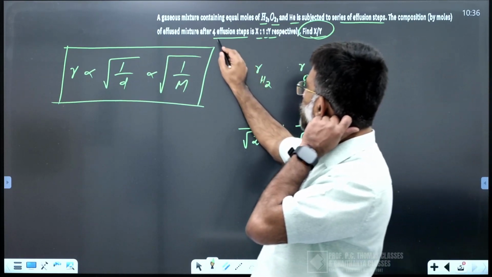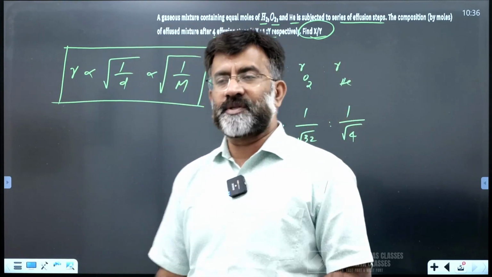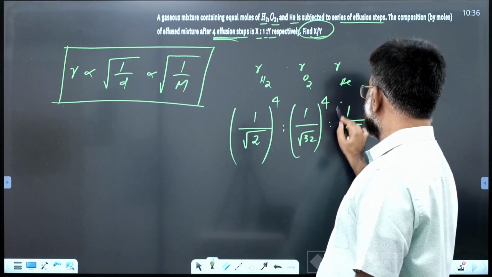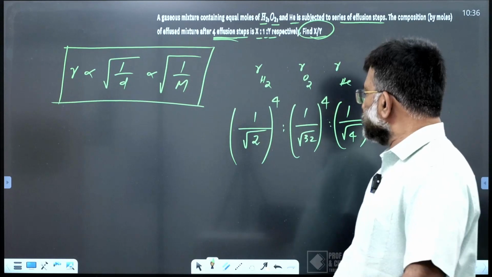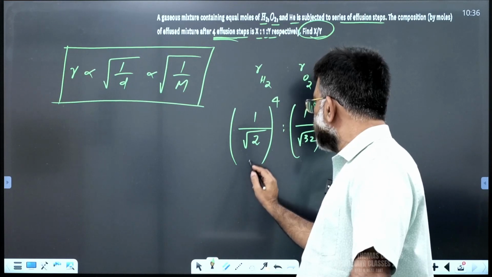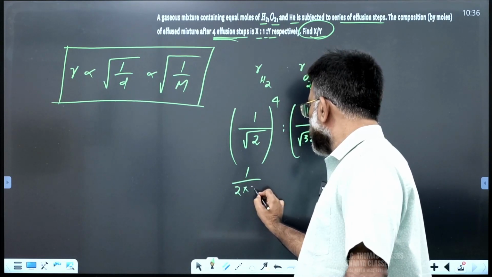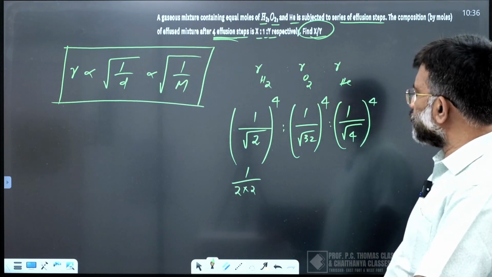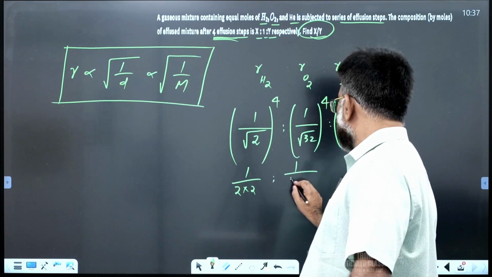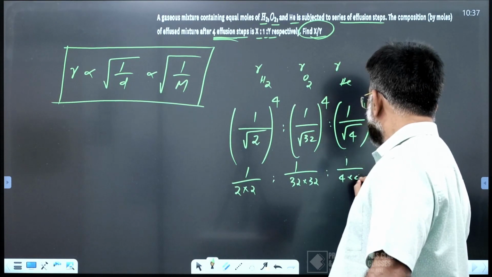And it is subjected to 4 effusion steps. Each step, this is the ratio, and 4 times it will be raised to 4. So what do you get? 1 by root 2 raised to 4. Root 2 raised to 4 will be 2 into 2, isn't it? Root 2 square is 2, root 2 square is 2, like that. Yes, fine. So it is 1 by 32 squared, and for helium, 1 by 4 squared.